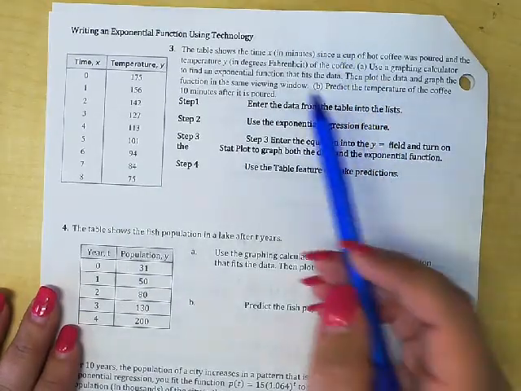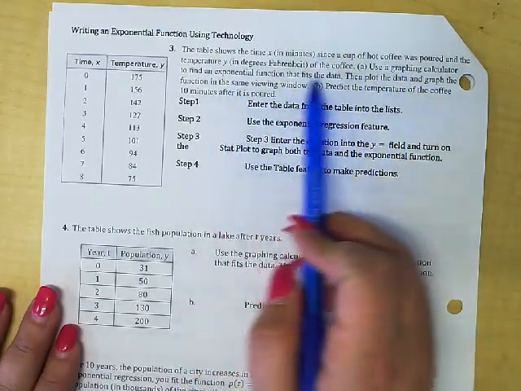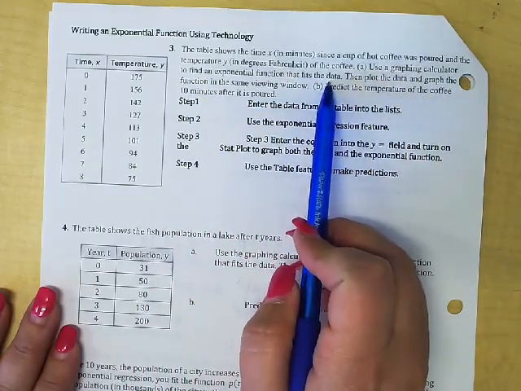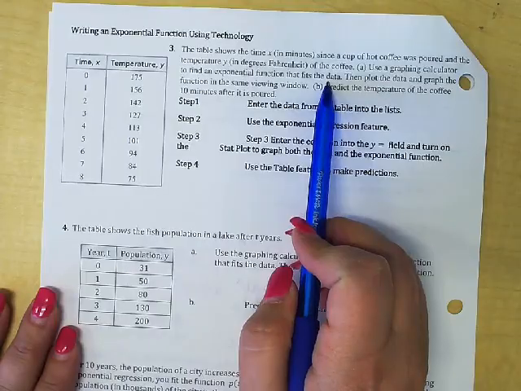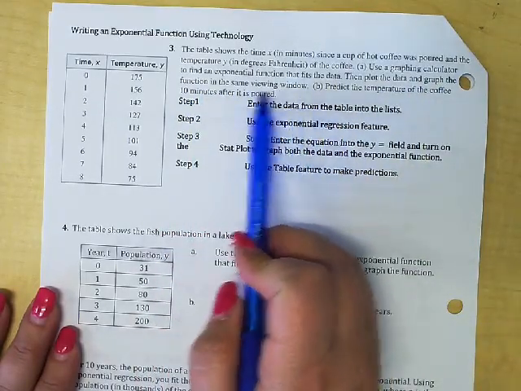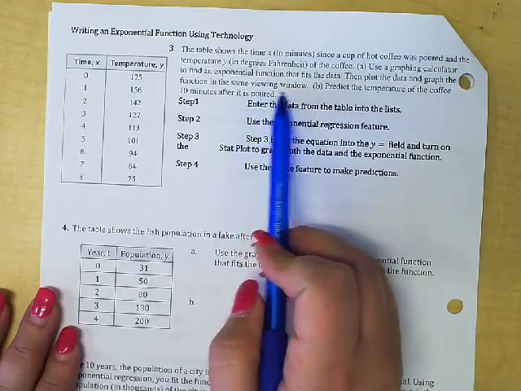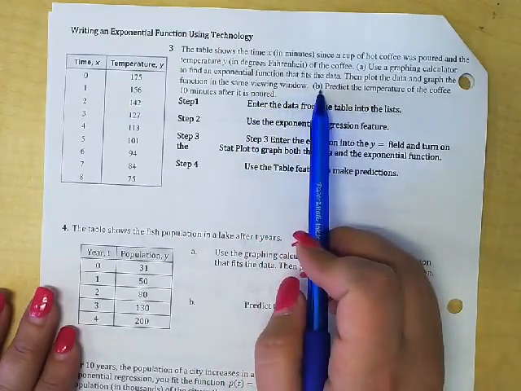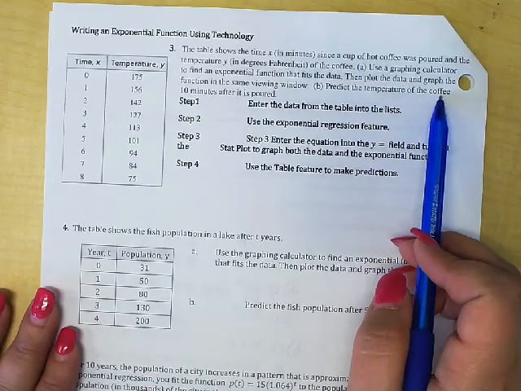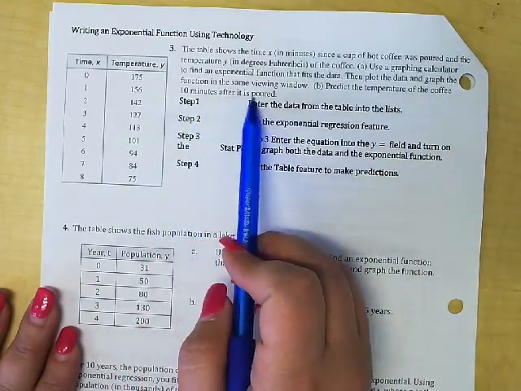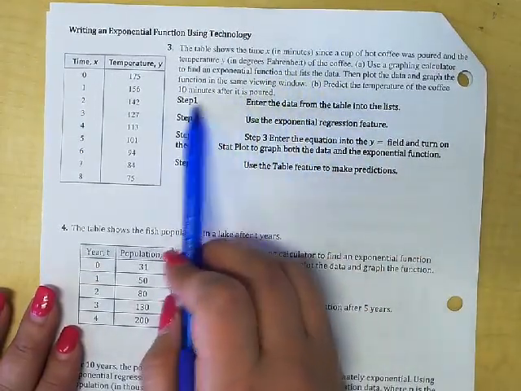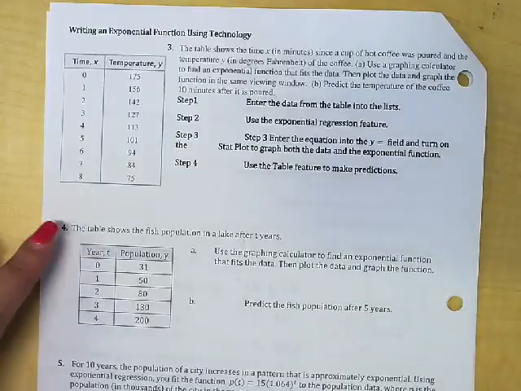So we're going to do a few things here. First of all, use a graphing calculator to find the exponential function that fits. So that's where we're going to do that exponential regression. Then we're going to plot the data and graph the function in the same viewing window. We'll do that on the calculator to see what that looks like. And then we're going to use the model to predict what the temperature of that coffee might be 10 minutes after it's poured. So once we have a regression, that regression can help us make some predictions.